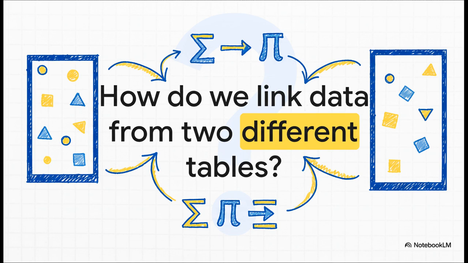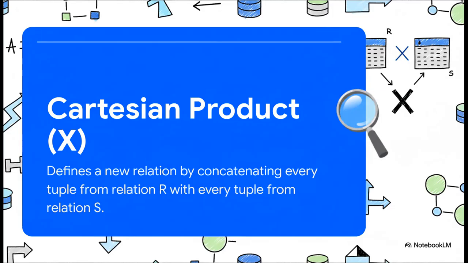Think about it. So far, we've only dealt with tables that look exactly alike. But the real world is messy, right? Data is spread out all over the place. So how in the world do you connect a table of, say, university courses with a totally different table of teaching assistants? Well, the first idea you might have, the most, let's call it brute force approach, is something called the Cartesian product. Just imagine this.